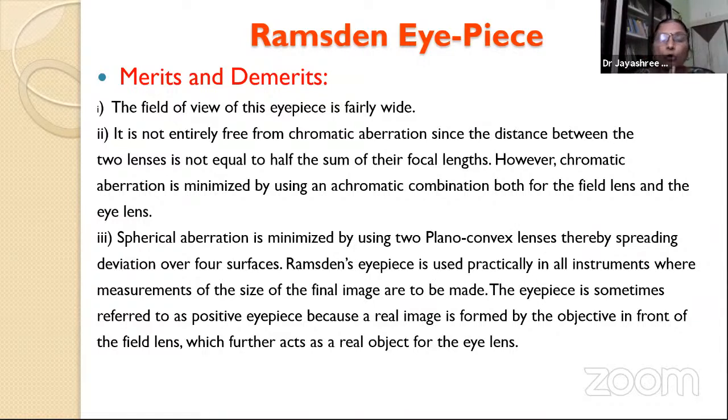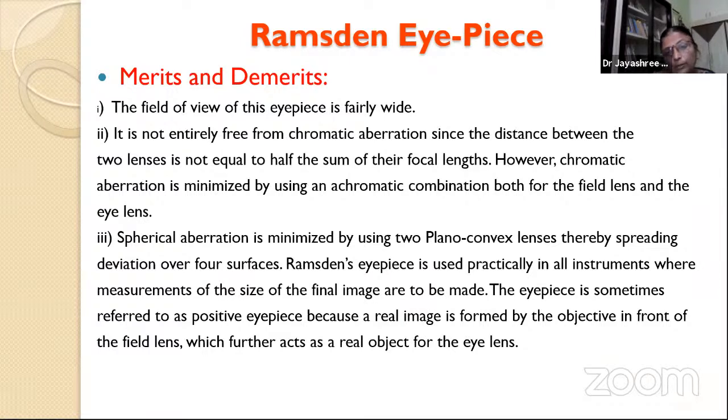As we have to use plano-convex lenses, what does that mean? One of the surfaces is plane and the other one is convex. That's why we use these plano-convex lenses. Obviously, it spreads the deviation over these four surfaces. Ramsden's eyepiece is used practically in all instruments where measurements of the size of the final image are to be made. Whenever we have to make measurements, we can especially use Ramsden's eyepiece, right?